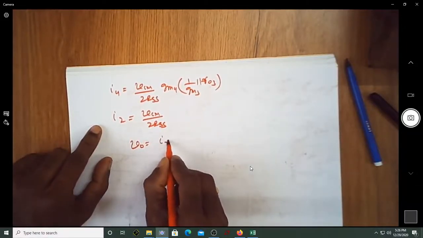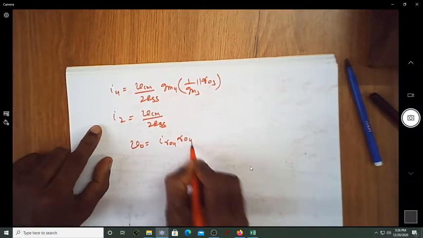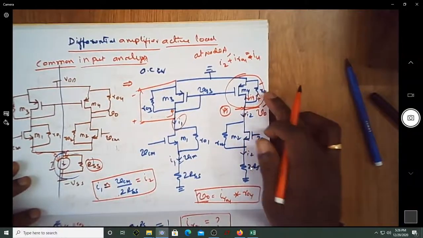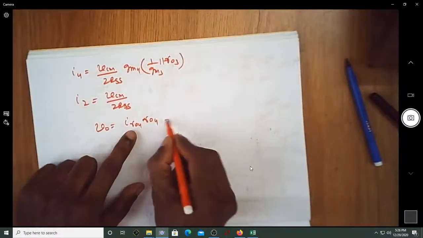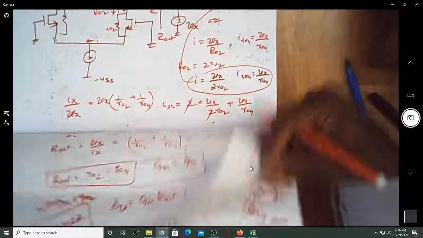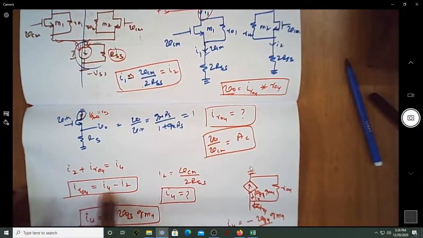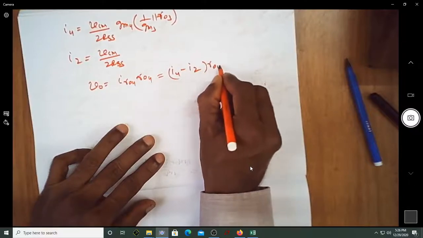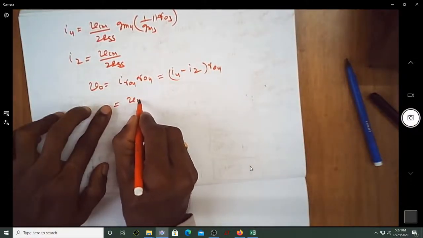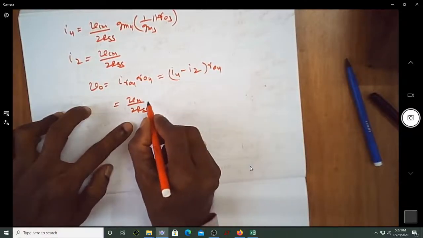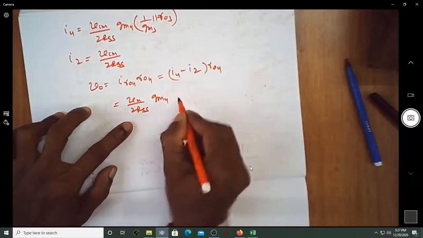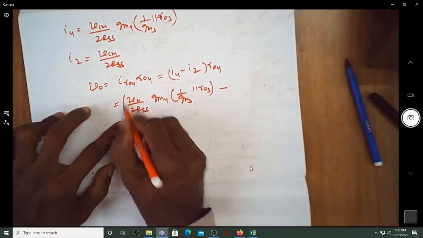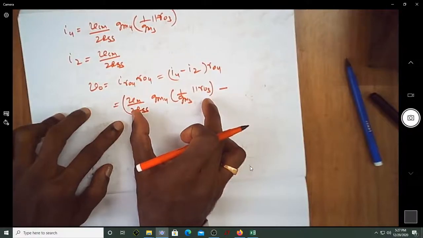Now what is the value of V0? V0 is actually equal to IR04 multiplied by R04, where IR04 is the current through resistor R04. But what is IR04? As we saw here, IR04 is nothing but I4 minus I2. So it is now I4 minus I2 into R04. Now I4 is nothing but VCM by 2 RSS into GM4 into 1 over GM3 parallel with R03.